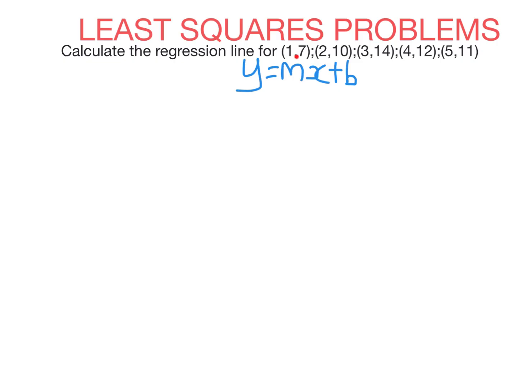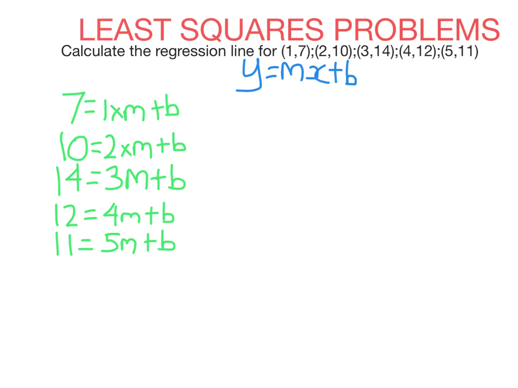So from our first point here, (1, 7), we have that y, which is 7, equals m times x, which is 1, plus b, and we can do similarly for the next point. y equals m times x, here the x value is 2, plus b, and then we do similarly for the last 3 points. So we've seen before how we write such a system of equations in matrix form.